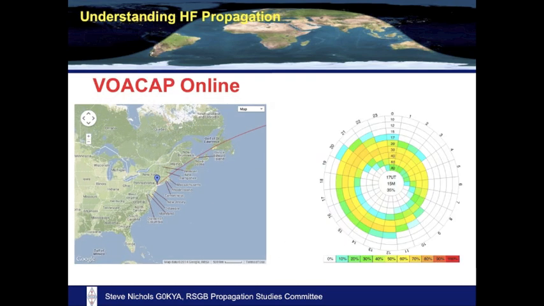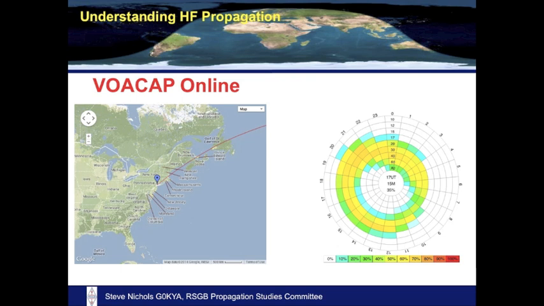VOACAP Online has another little trick up its sleeve. It can produce a chart like this one. Again, this is for New York, but it's showing us a 24-hour chart of all the bands and the probability of being able to make that contact on that particular path at any one hour in the 24-hour period, and the best band to work on.